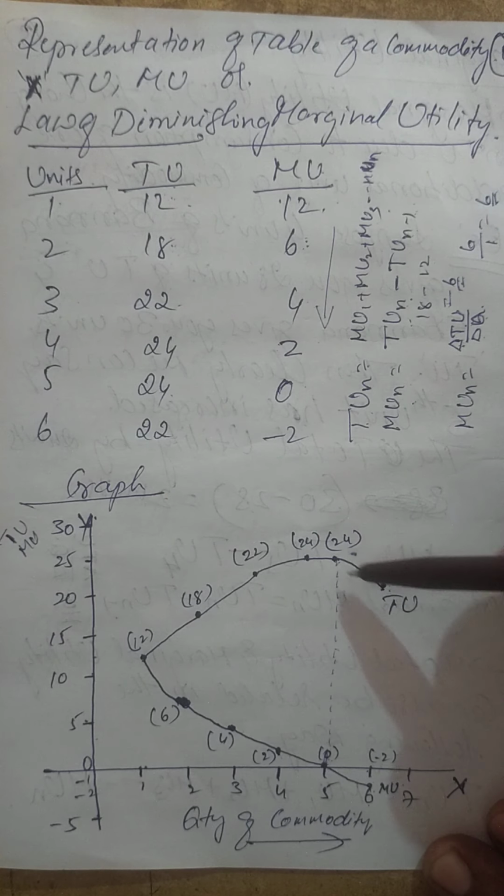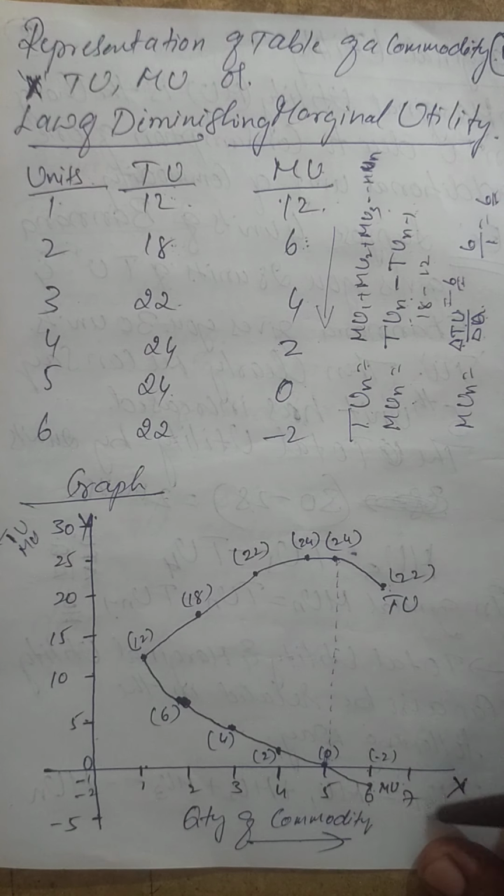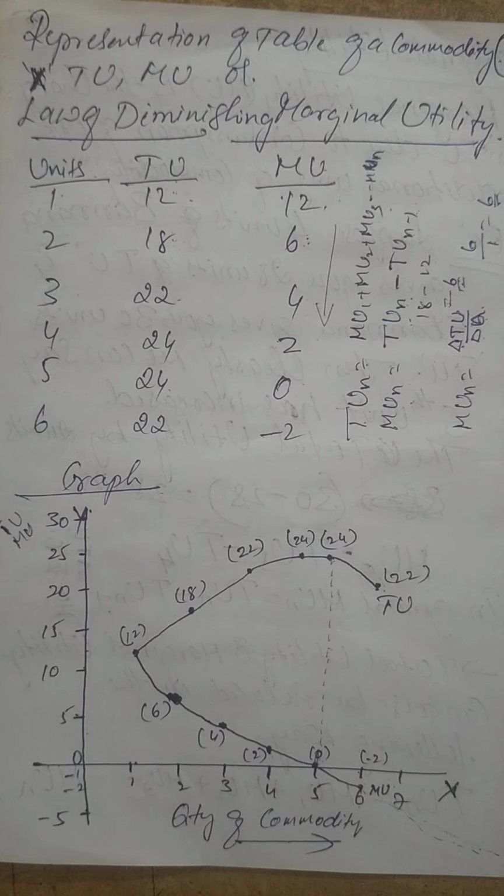Okay, it is going to come down and it is going to extend in this fashion. It keeps extending like this. So this is total utility and marginal utility's activity.